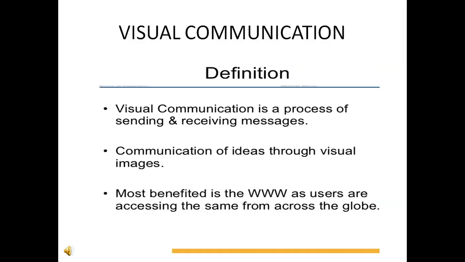In this class we are going to see about visual communication. The definition of visual communication is: visual communication is a process of sending and receiving messages, the communication of ideas through visual images. The most benefited is the WWW as users are accessing the same from across the globe. So visual communication is the process of sending and receiving messages.